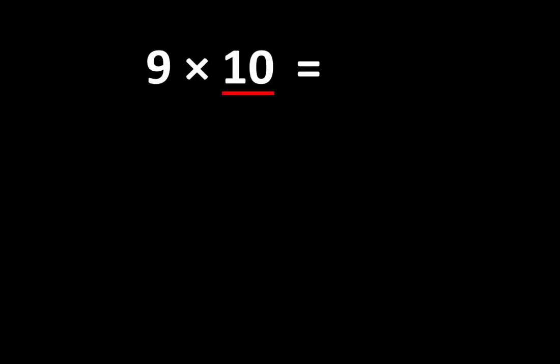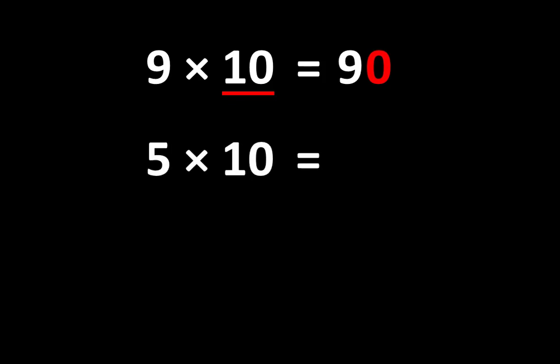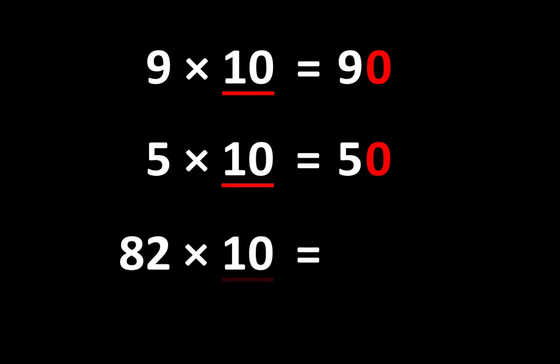9 times 10 is equal to 9 tens, or 90. 5 times 10 is equal to 5 tens, or 50. And 82 times 10 is equal to 82 tens, or 820.